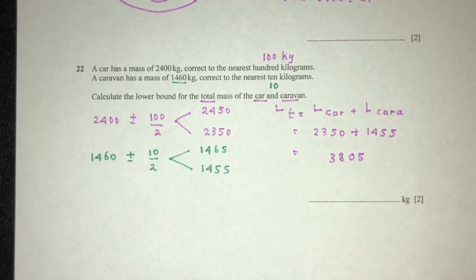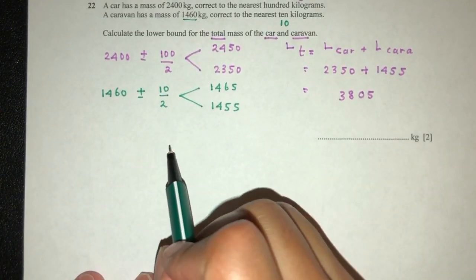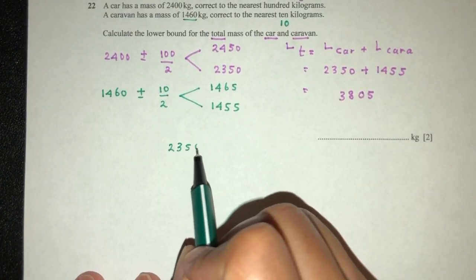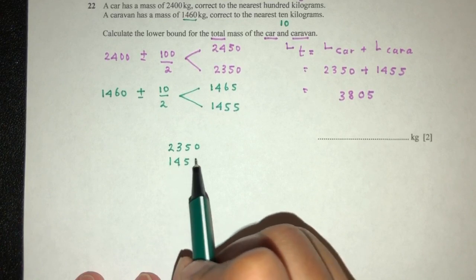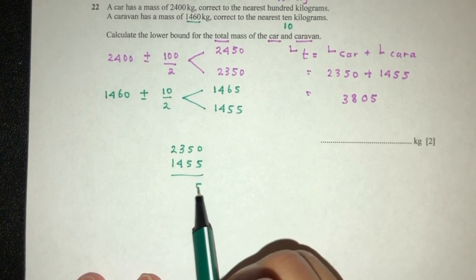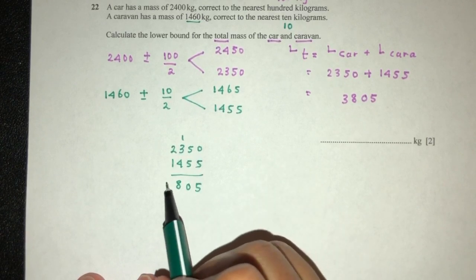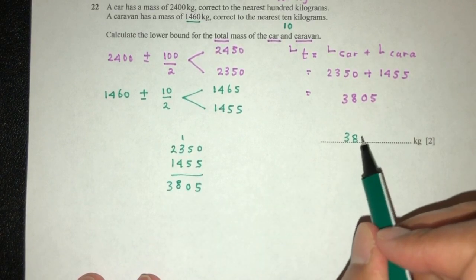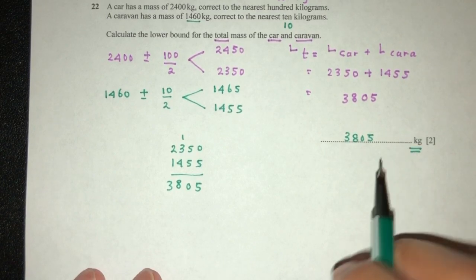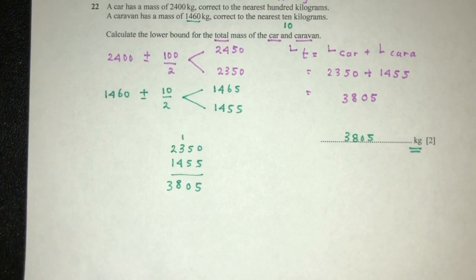Let's try again so you can see how I added this to this with this. 1455. This will be 5. This will be 10. This will be 8 and 3. So 3805 kg is the total mass of those two lower bounds.